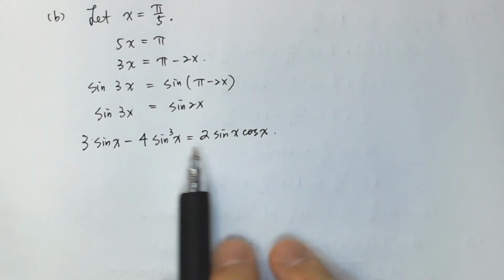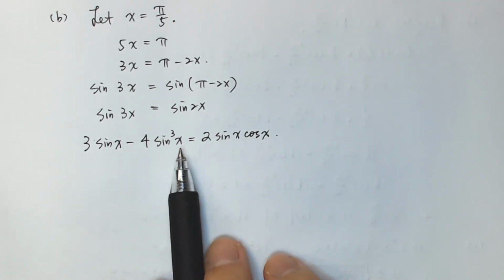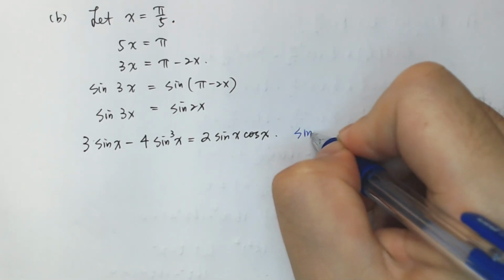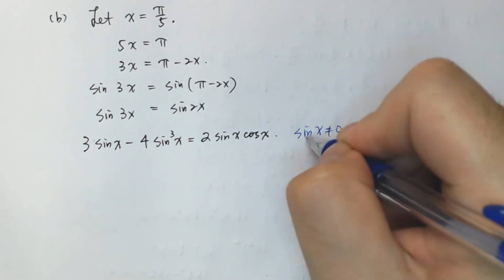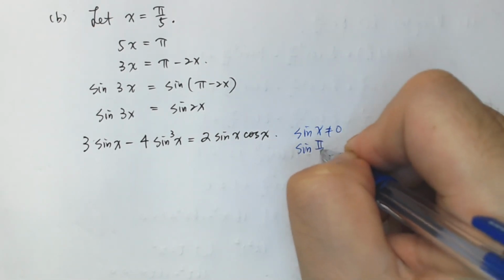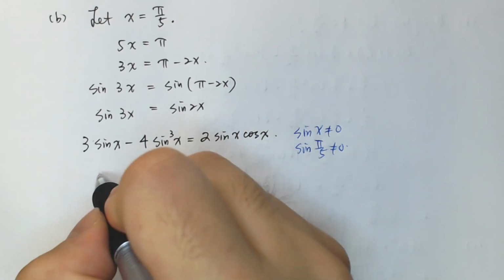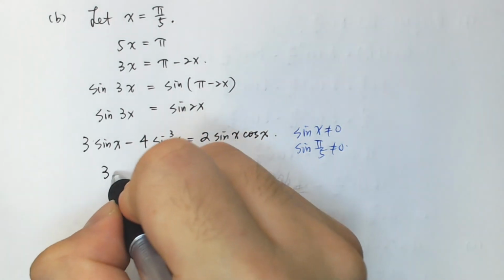Now, we have sine x in each term, and since x is pi over 5, we know that sine x is not 0 because sine of pi over 5 is not 0. As long as you confirm that a number is not 0, or an unknown is non-zero, then you can do the cancellation. So for the next step, we can cancel the sine x for each term.